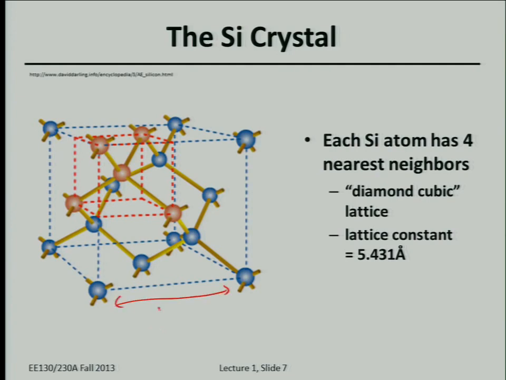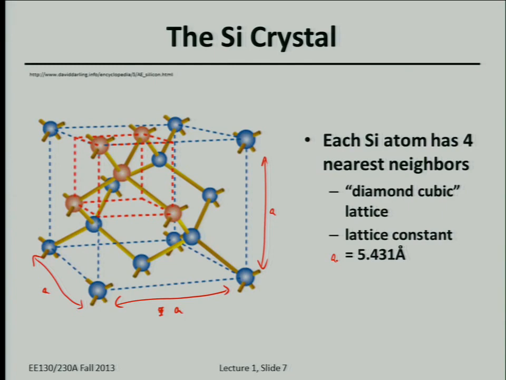It doesn't look quite equal here, but this is the lattice constant a. Each of these dimensions is a, and the lattice constant a is 5.431 angstroms. Okay, so it's a perfect cube. You have atoms at each corner. What fraction of this atom is inside the cube? 1/8. Very good. And what fraction of the atom on the faces is inside the cube? 1/2. Okay, so half in, half out.